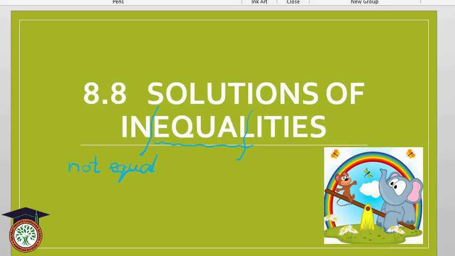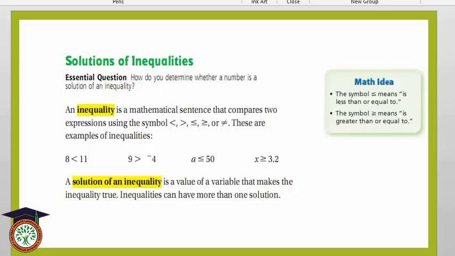So if you look at this picture here, you see an elephant and a monkey. This is called the seesaw, if you know this game. The elephant side is greater than the monkey side, or the monkey side is less than the elephant side. This is the concept of inequalities. Both sides are not equal. One side is greater than, or one side is less than. So we're going to understand more about inequalities.